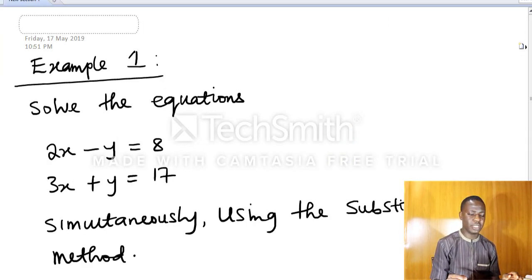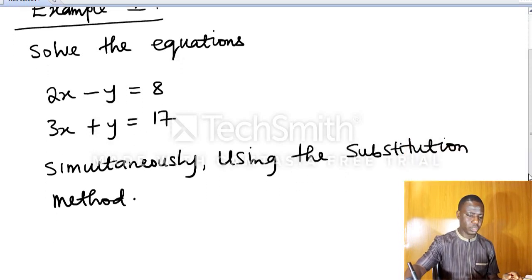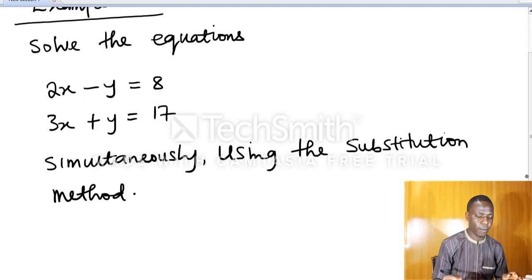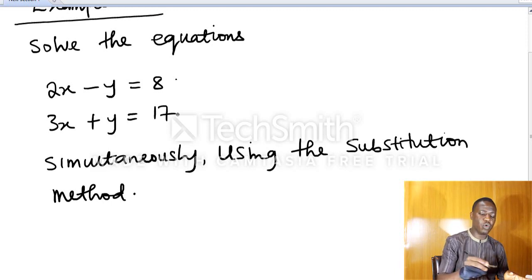Example 1 says solve the equations 2x minus y is equal to 8 and 3x plus y is equal to 17 simultaneously using the substitution method. When you are asked to find the solution of such a problem, what that means is find the values of x and y that when you substitute them in any of these two equations, what you have on the left hand side will always give you the corresponding value on the right hand side.